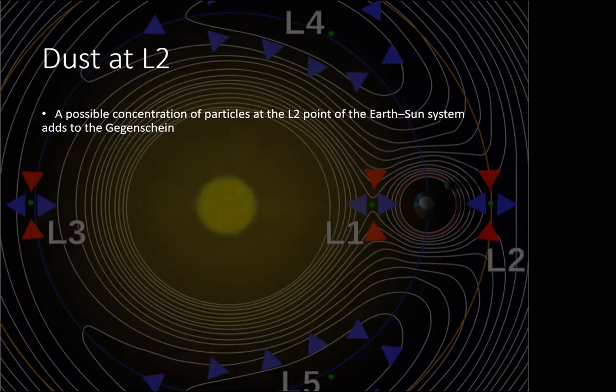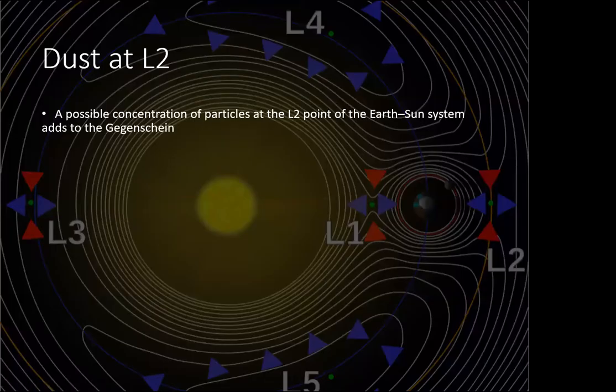That's a fairly obvious one. L3 over here is perhaps also fairly obvious. It's like a counterbalance point where the gravity of the sun and the Earth is all lined up in one direction. So you can imagine there's an orbital point just over here that is stable.